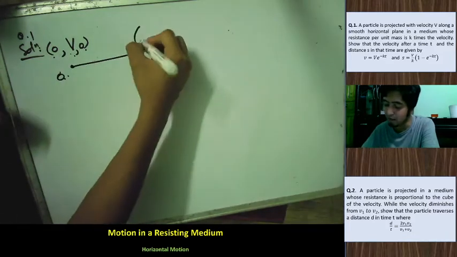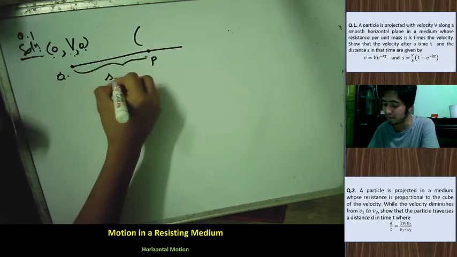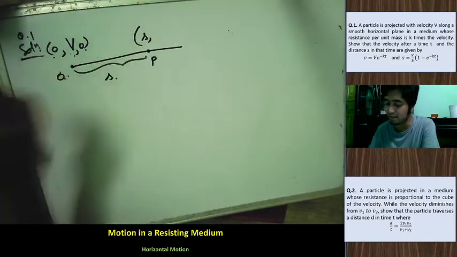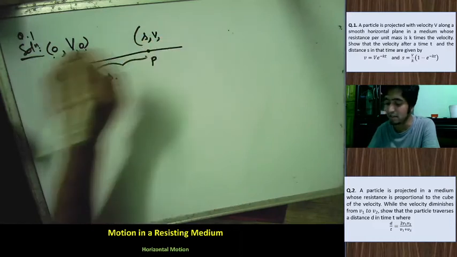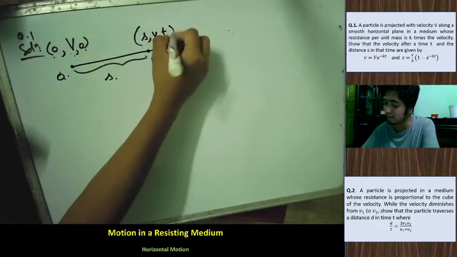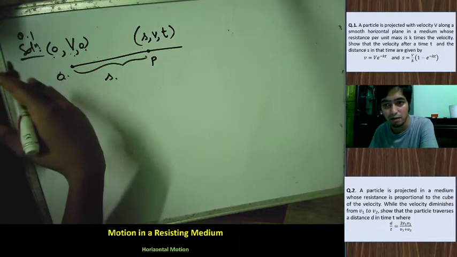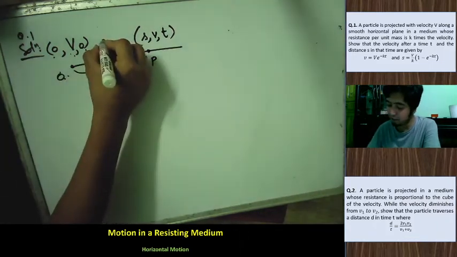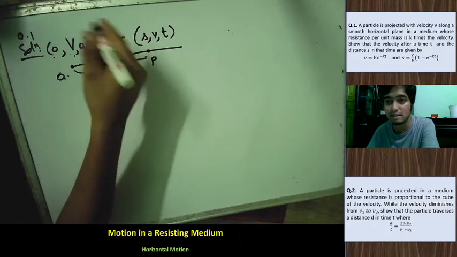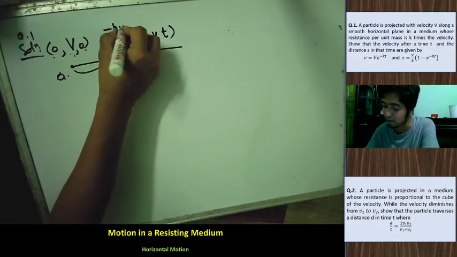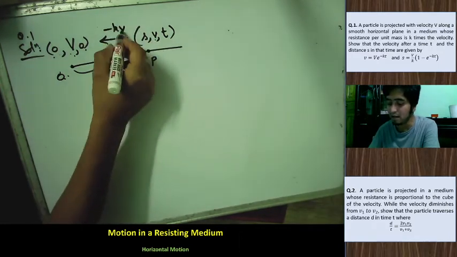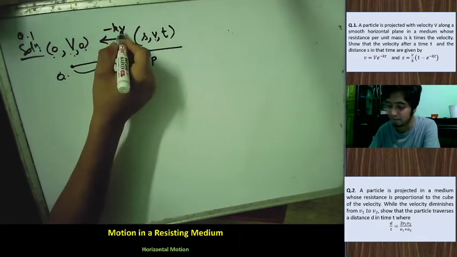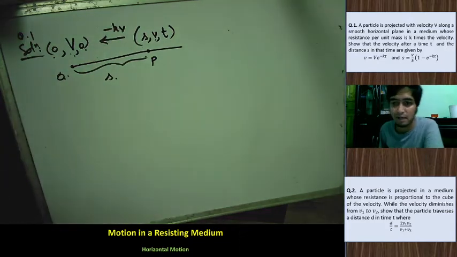At any point P, the distance, let it be s. So s is the distance, small v is the velocity, and it takes time t for the body to reach from O to P. Over here you have a force that is minus k times the velocity. If the velocity is small v, the force is kv. So it depends on the velocity. The resistive force of the medium depends on the velocity.